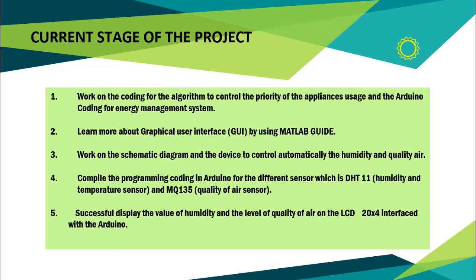Now we proceed to the current stage of the project. As we are at the end of week 10, we are able to work on the coding for the algorithm to control the priority of appliance usage and also the Arduino coding for the EMS. Next, we learned more about GUI, which is graphical user interface, using MATLAB. Third, we are able to work on the schematic diagram and the device to control automatically. Fourth, we successfully compiled the programming code in Arduino using different sensors. And lastly, we also successfully displayed the humidity value and the air quality level on the LCD interfaced with the Arduino.